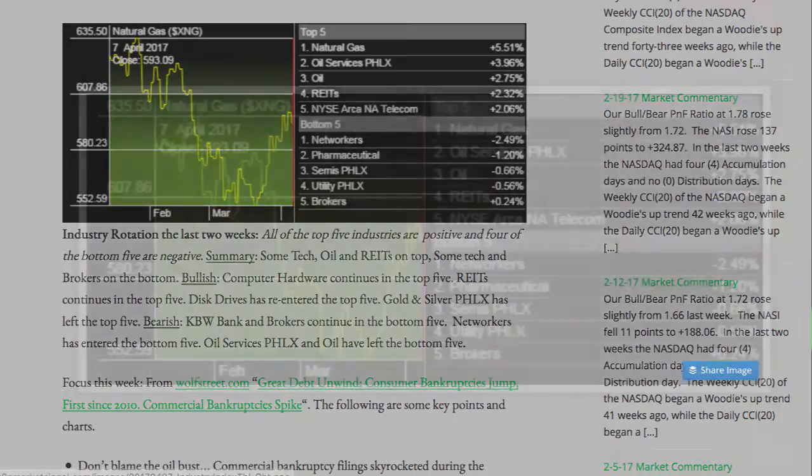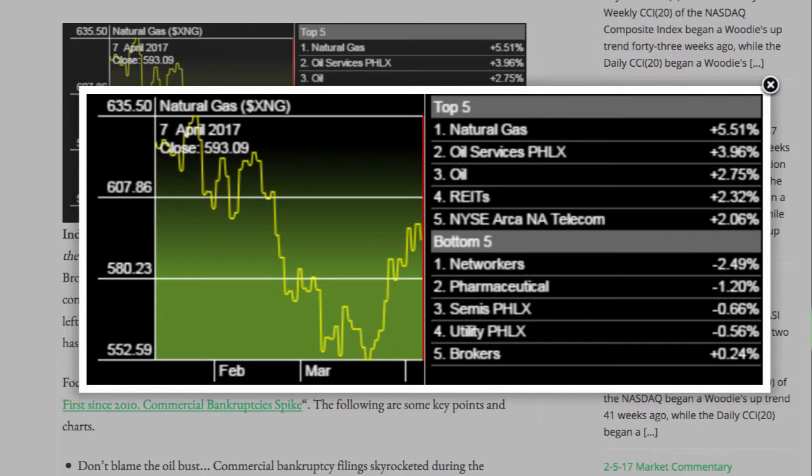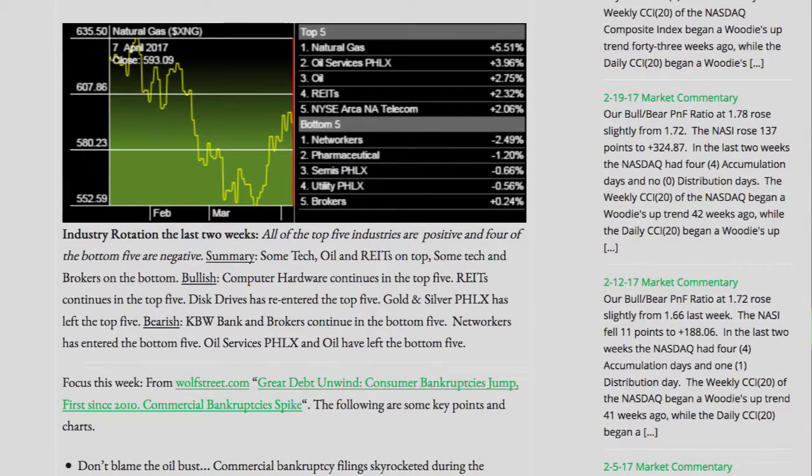Industry rotation the last 2 weeks. All of the top 5 industries are positive, and 4 of the bottom 5 are negative. Summary: some tech, oil, and REITs on top, some tech and brokers on the bottom. Bullish, computer hardware continues in the top 5. REITs continues in the top 5. Disk drives has re-entered the top 5. Gold and silver has left the top 5.